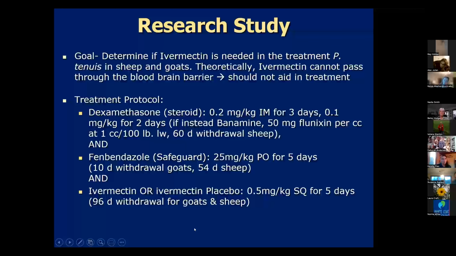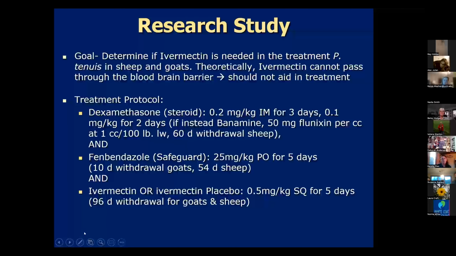And then we were using either ivermectin or an ivermectin placebo that had the medium that normal ivermectin is in. We were injecting that medium into the animal. The vet company was nice enough to provide us with that medium. And so we were using it sub-Q for 5 days. And we were sort of shocked.